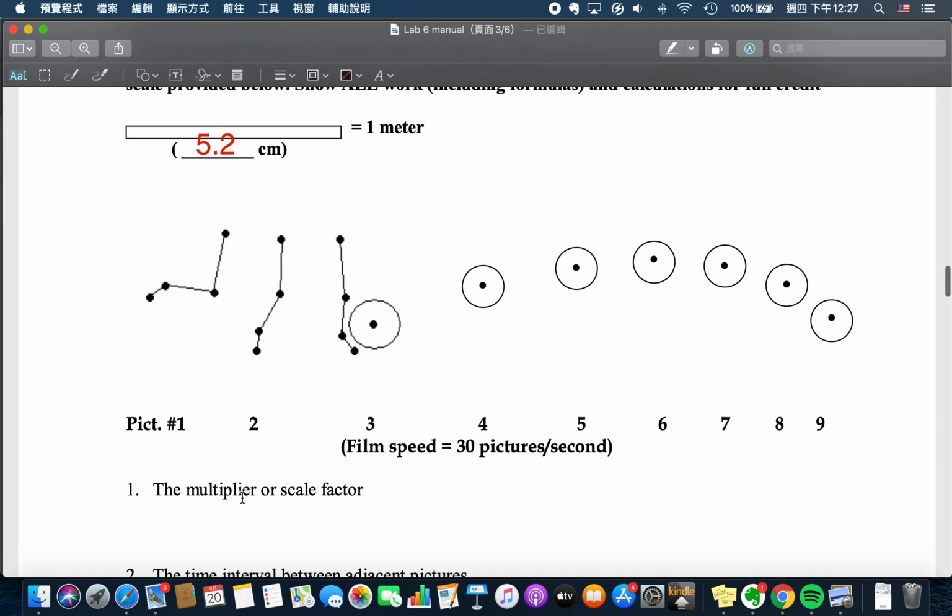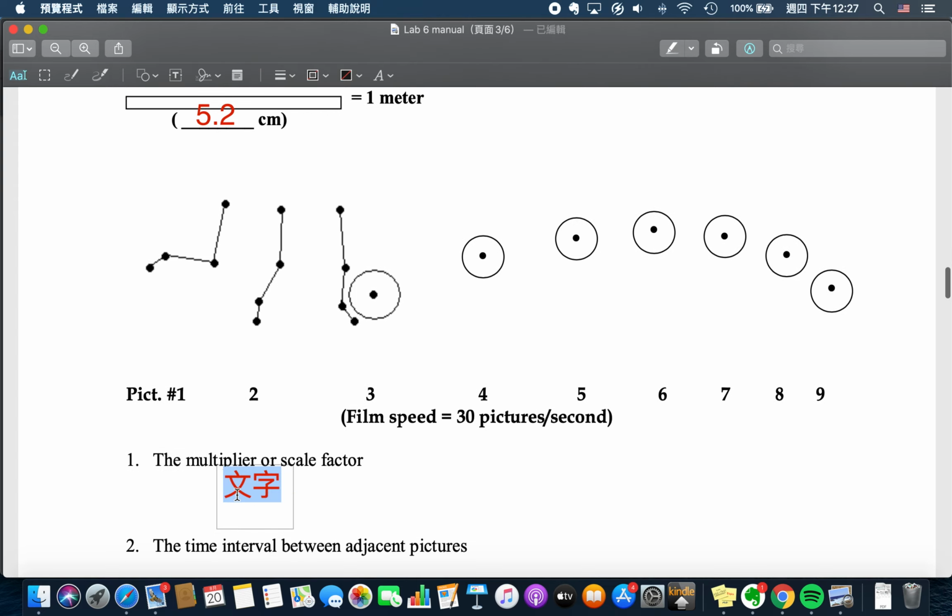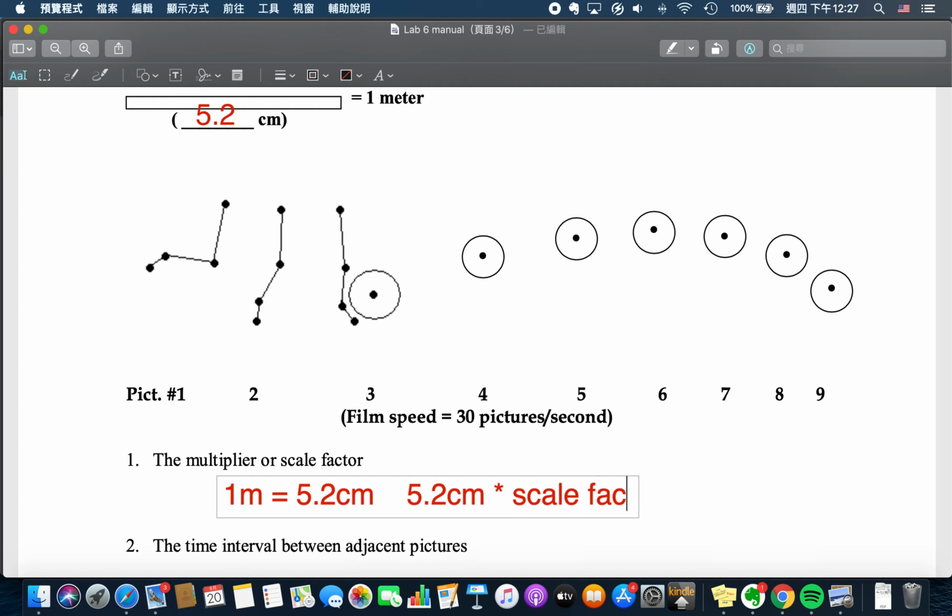So what does a multiplier mean? Multiplier means once you get the length on this graph, you need to multiply by the multiplier to transfer that to real life. So the multiplier here, we know 1 meter equals 5.2 centimeters on a graph. So 5.2 centimeters times the scale factor will equal 1 meter.